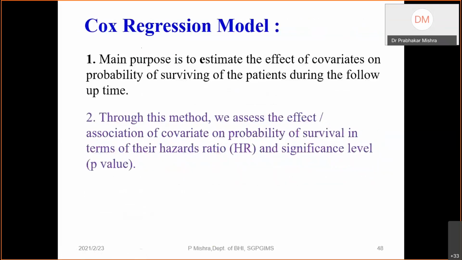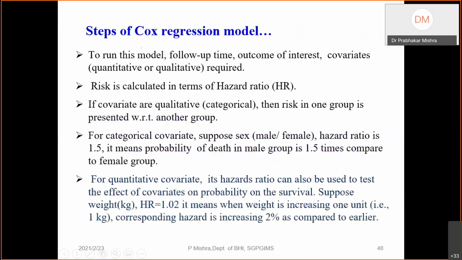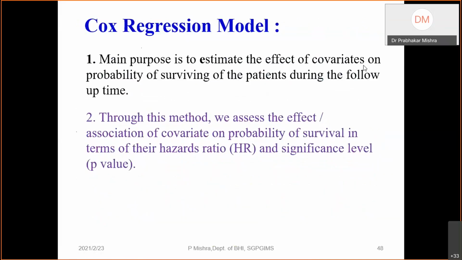Now, the main purpose of the Cox regression model is to estimate the effect of covariates on the probability of surviving of the patient during the follow-up time. Through this model, we assess the effect of association of the covariate, meaning the independent variable, on the probability of survival in terms of hazard ratio and significance level.